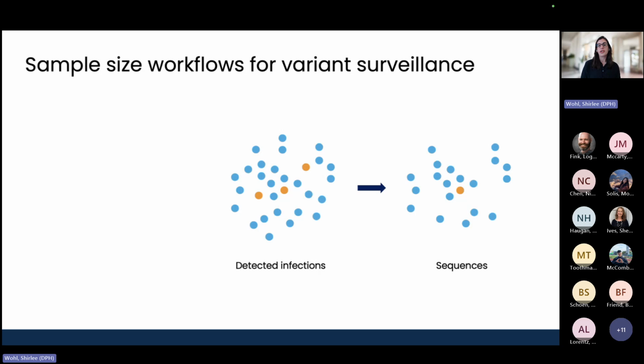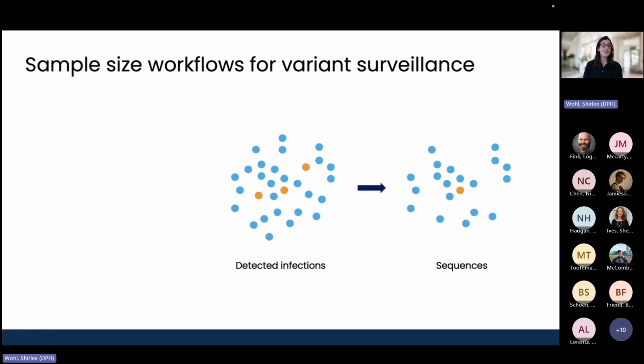So in this example here, we have this pool of detected infections. We have 3 orange ones and a whole bunch of blue ones. And the question is, probabilistically, how many of the detected pool do we have to pick out and actually sequence in order to make sure that we capture at least one orange one? Because there are scenarios where, if we've only taken 3 from this detected pool, the chances that we get an orange one is pretty low. And therefore, that sample size isn't going to effectively answer our question of are we detecting everything?